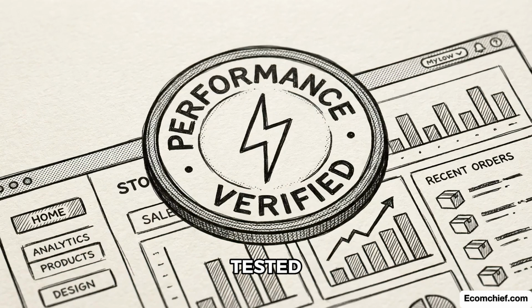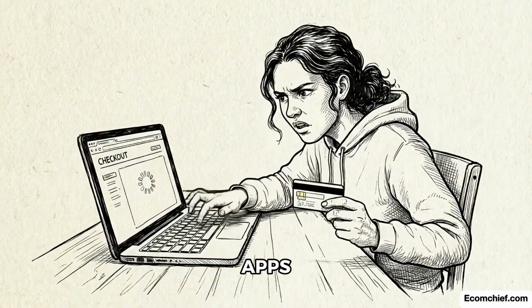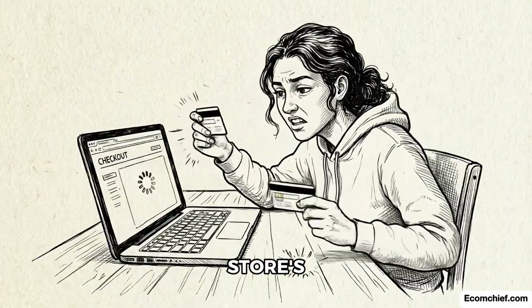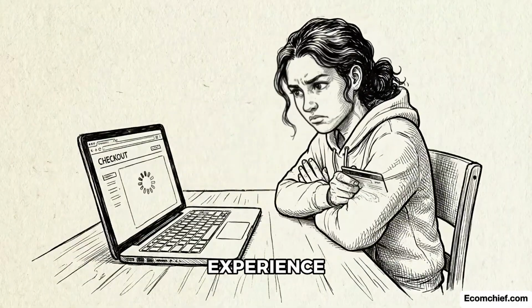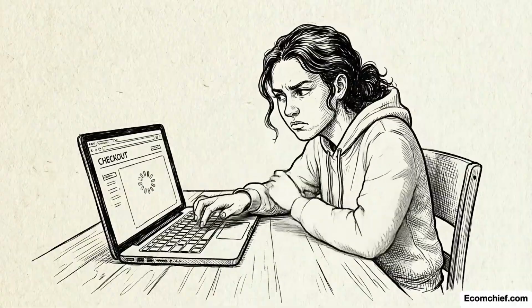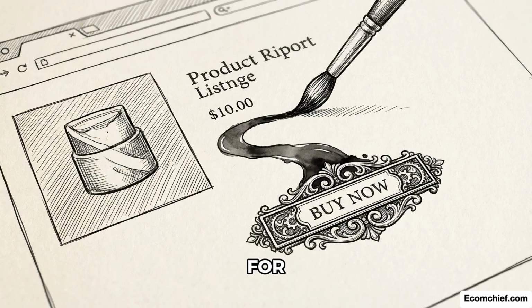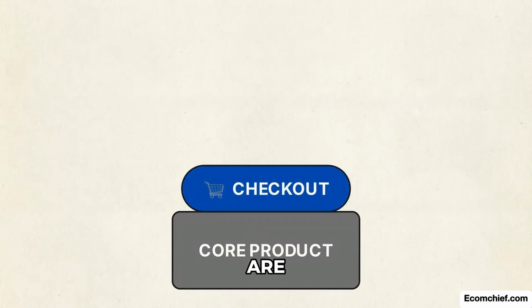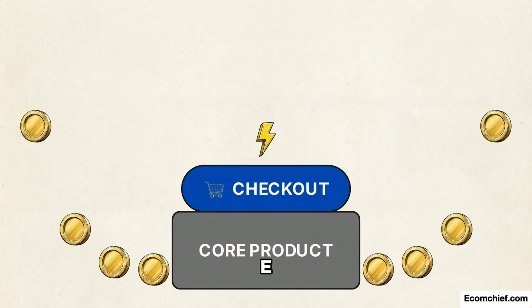Identify the speed-tested badge before you install anything. Installing unoptimized apps acts as an invisible brake on your store's momentum, killing the user experience right as they try to check out. While apps provide the decorative toppings for your website, a strong core product and a lightning-fast checkout process are the actual foundation of a profitable e-commerce empire.